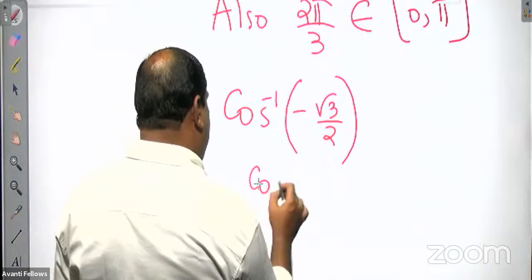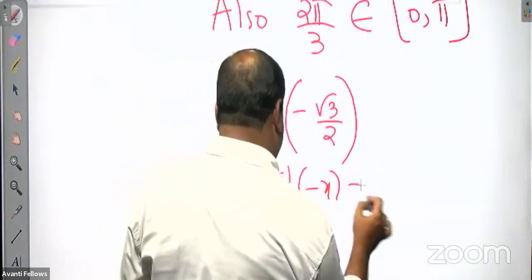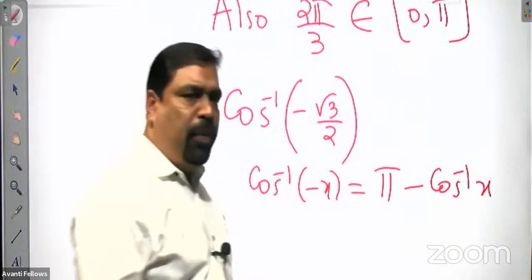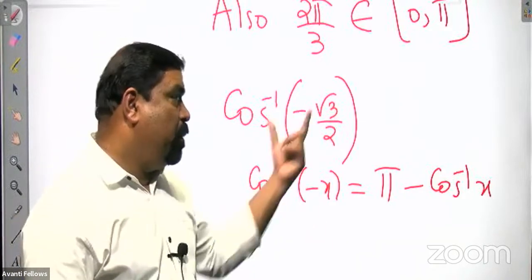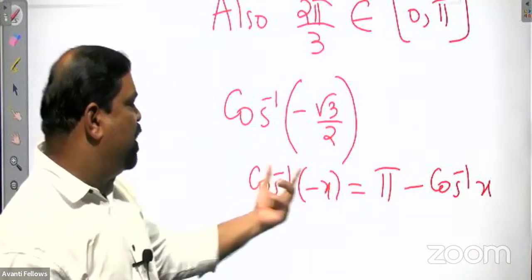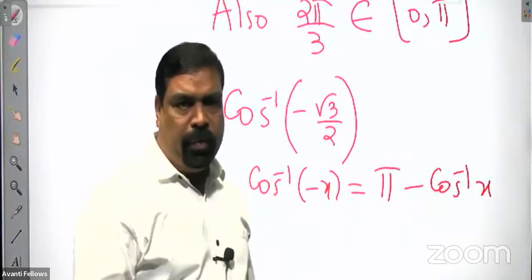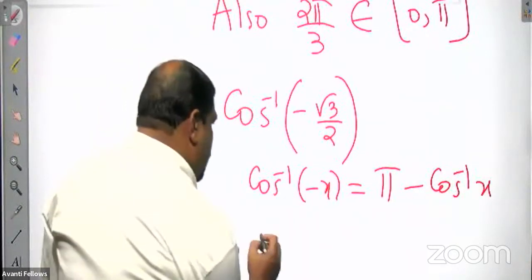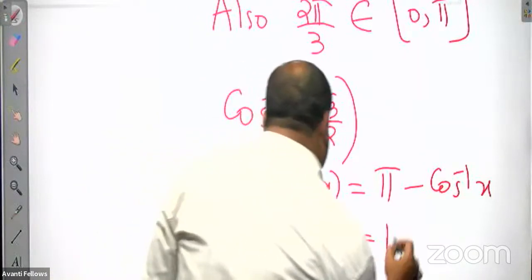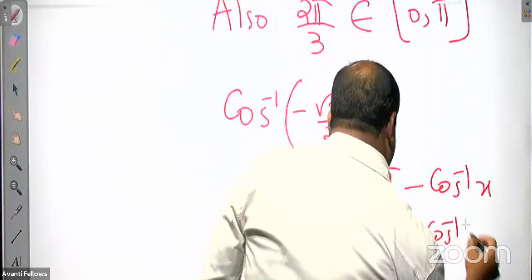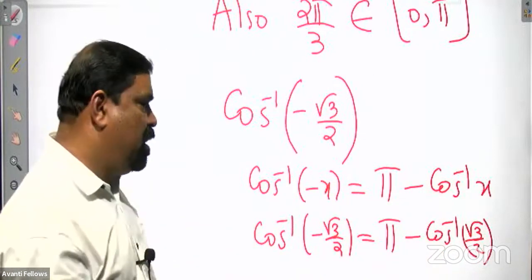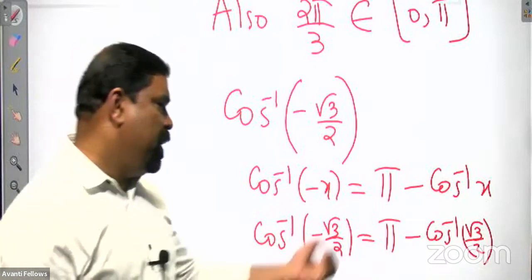For example, we have a property: cos inverse minus x is the same as pi minus cos inverse x. There is nothing wrong if you use this property in doing numerical problems like this, for example, multiple choice questions. Cos inverse of minus x is the same as pi minus cos inverse x. That's all. So cos inverse of minus root 3 by 2, you can write as pi minus cos inverse root 3 by 2. Even though this property is not given in the new syllabus, earlier it was there. There is nothing wrong if you apply it.